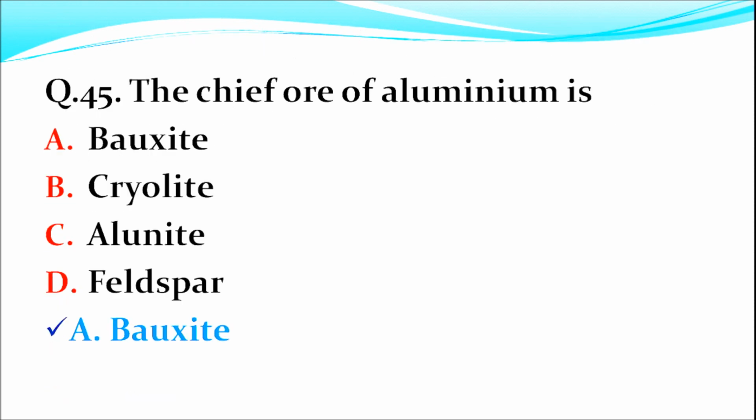The chief ore of aluminium is option A bauxite, option B gravelite, option C alunite, option D feldspar. Correct answer is option A. Bauxite is the chief ore of aluminium.